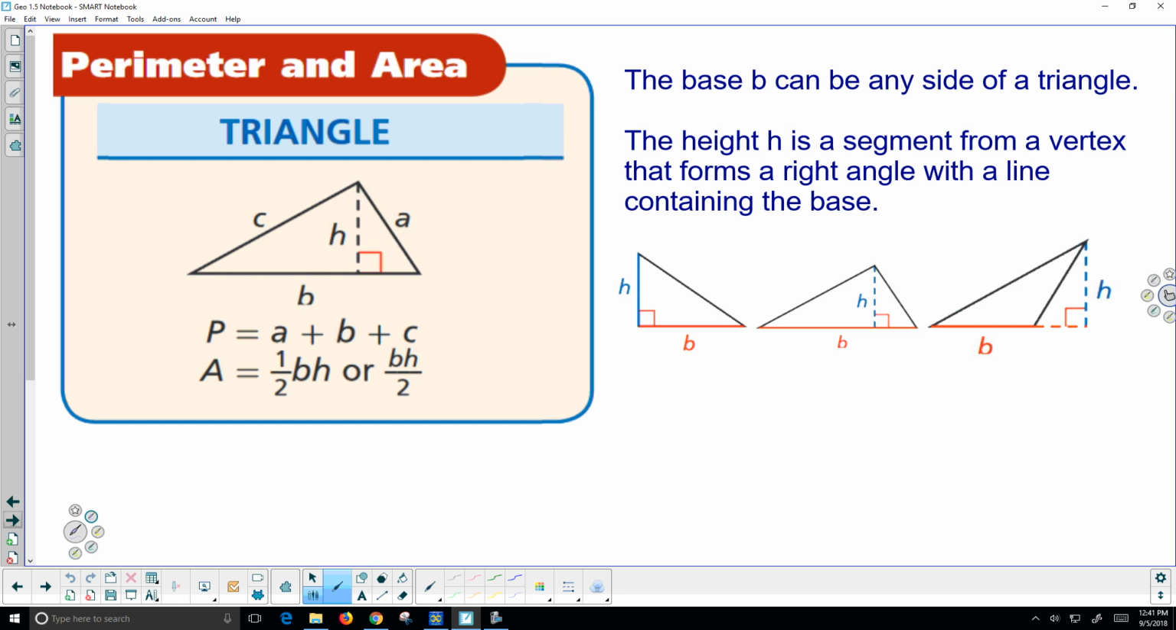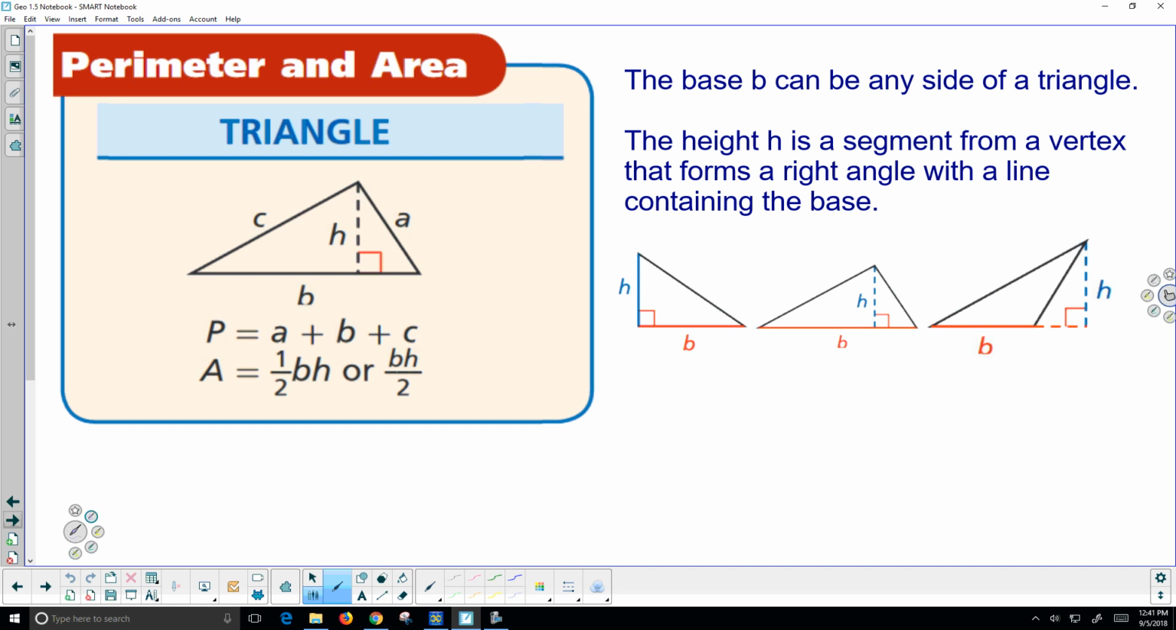Now, this is the perimeter and area of a triangle. It says the perimeter is A plus B plus C, and the area of the triangle is A equals 1/2 times base times height, or the base times height divided by 2.